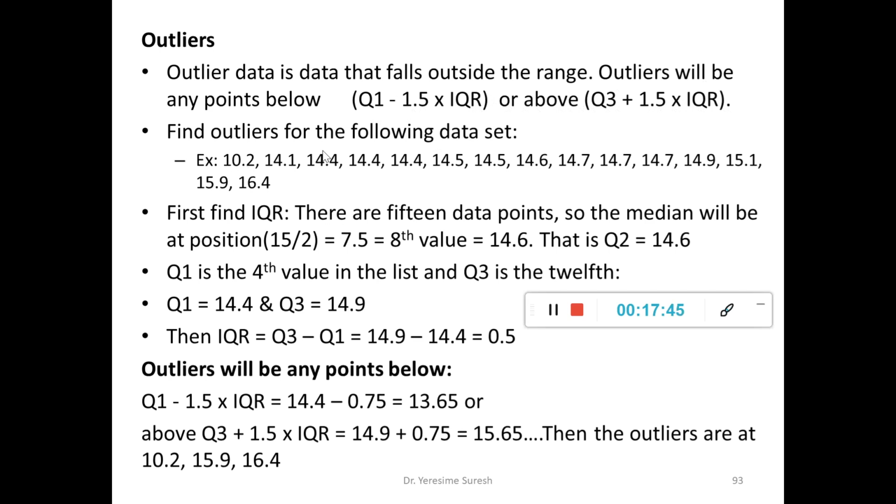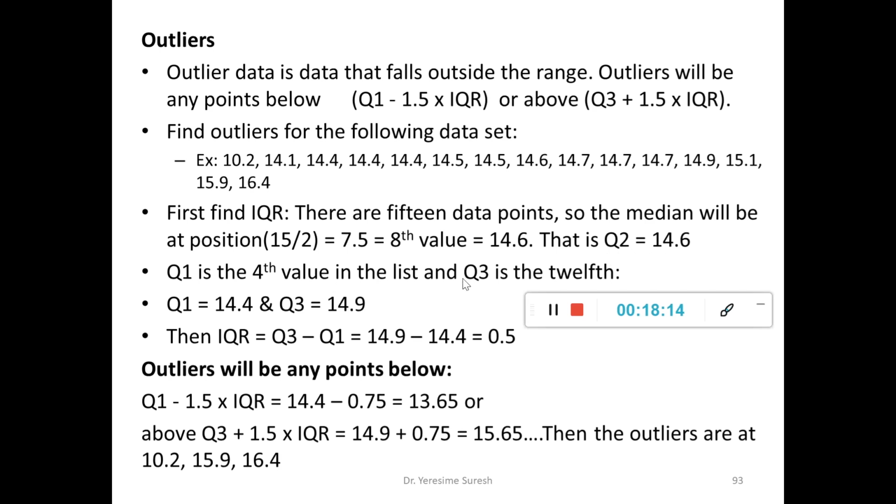So I have taken an example here where there are 15 instances starting from 10.2 to 16.4. The first objective is to find the interquartile range. There are 15 data points, so the median will be the 15 by 2, the 7.5th value. The ceiling of the function is the 8th value, which is 14.6. So 14.6 is the 8th value, and that Q2 is 14.6. How to find Q1, Q2, Q3 we have discussed. So I found Q2 as 14.6.